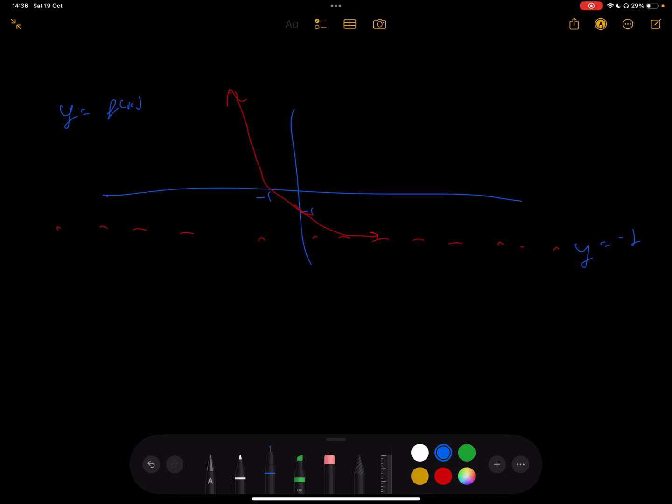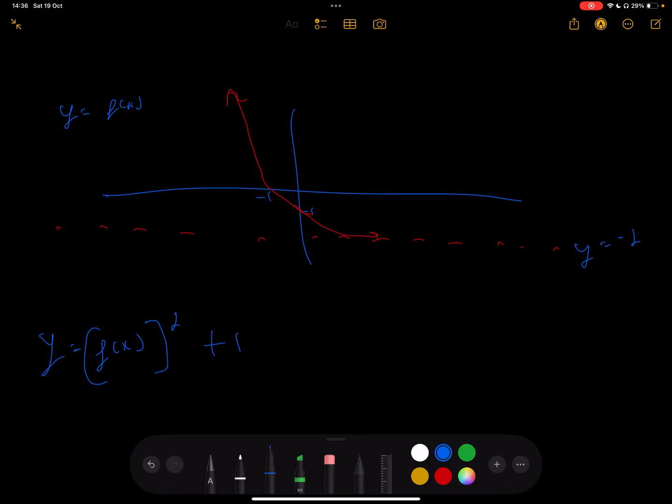And now we're asked to draw the graph of y is equal to f of x squared plus 1. Now I'm going to show you guys how to deal with this question, because this is actually quite common. So what does this mean?